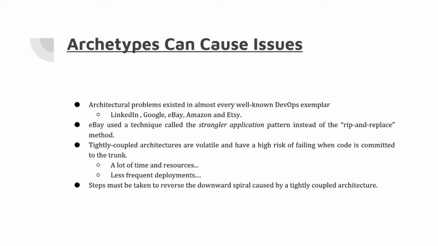Tightly coupled architectures are usually volatile and have a high risk of failing when code is committed to the trunk. A lot of times people will make even small changes, and because it's so tightly coupled and everything is so dependent on exactly how that is created or used, it'll require a lot of resources to fix what is broken. This also results in less frequent deployments. So steps have to be taken to reverse the downward spiral caused by a tightly coupled architecture.